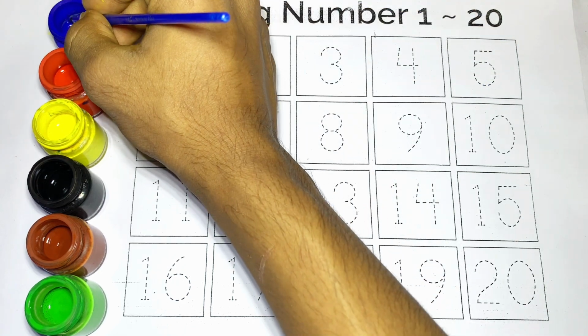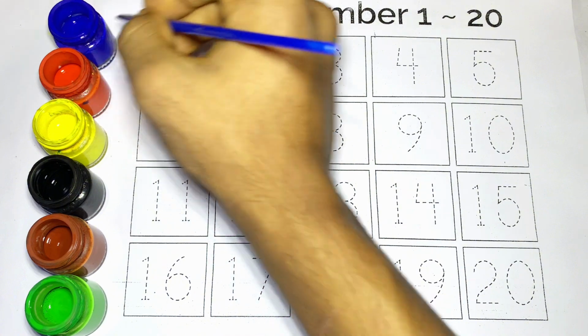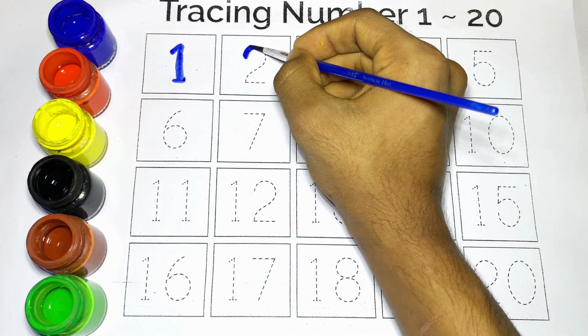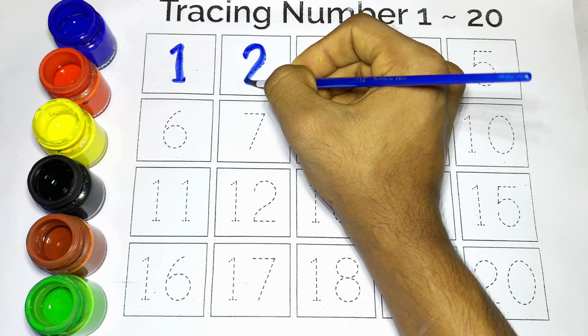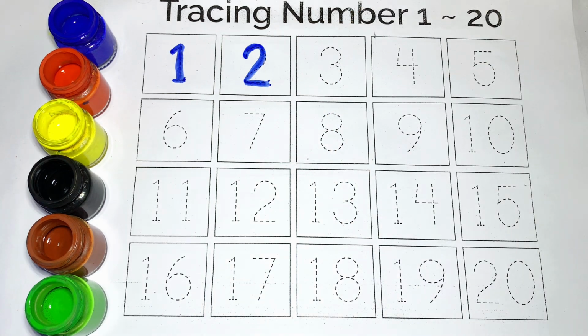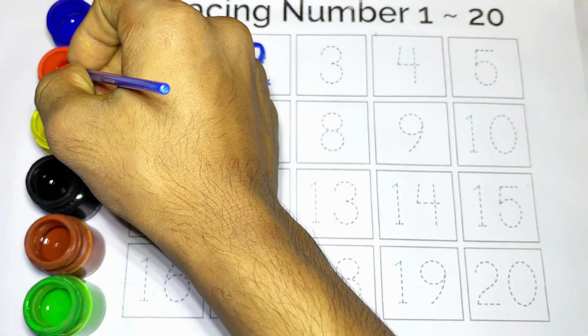Kids, again use blue color and draw 2. The numbers of 2. Kids, now draw 3. The numbers of 3, and use red color.